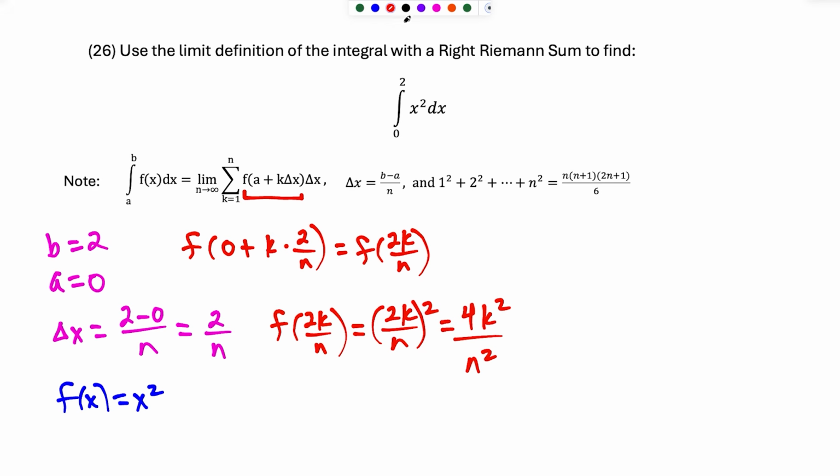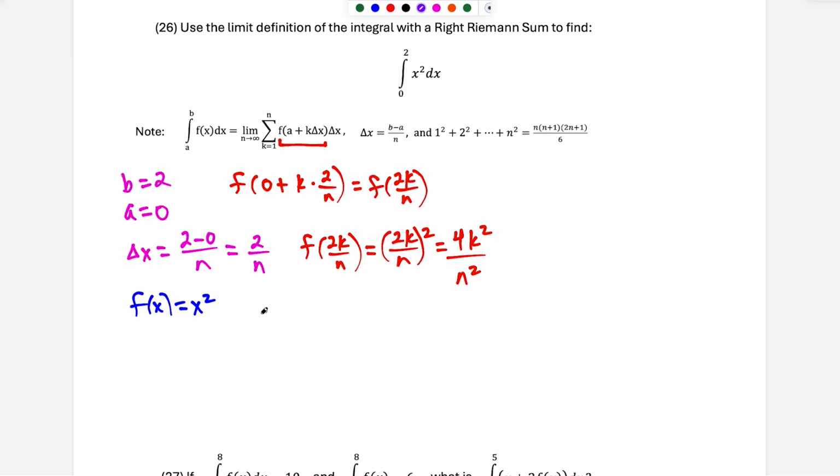So now what we could do is we could set up the expression here with the Riemann sum. So next we'll say the integral from 0 to 2 of x squared dx is equal to the limit as n goes to infinity of, we have the summation going from k equals 1 to n, of f of a plus k delta x. That's this entire piece over here. That was the 4k squared. So just to make that neater, 4k squared over n squared. And then we have to multiply by another delta x at the end. See that delta x over here? So I'm just going to put another times 2 over n at the end of the expression like this.